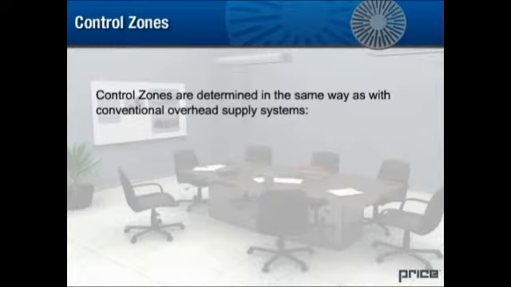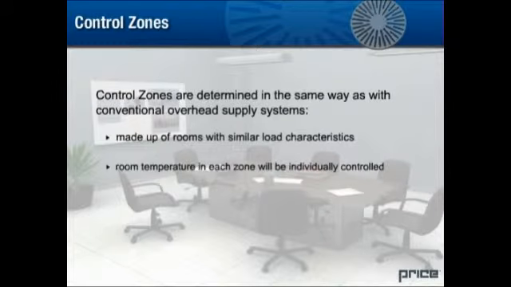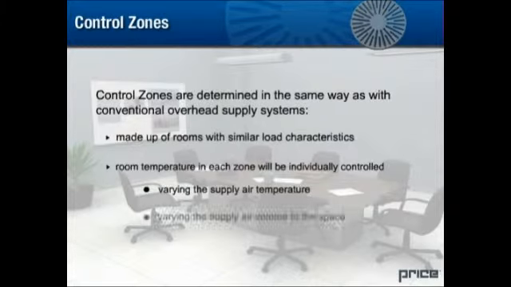Control zones are determined in the same way as with conventional overhead air supply systems. Control zones are made up of rooms or groups of rooms with similar load characteristics. The room temperature in each zone will be individually controlled. This can be done by either varying the supply air temperature or varying the supply air volume to the space.